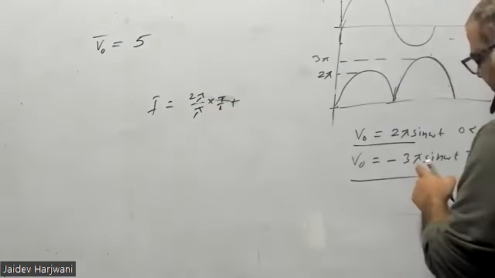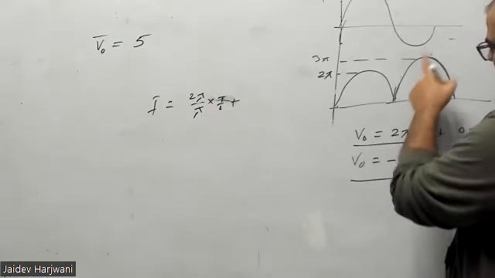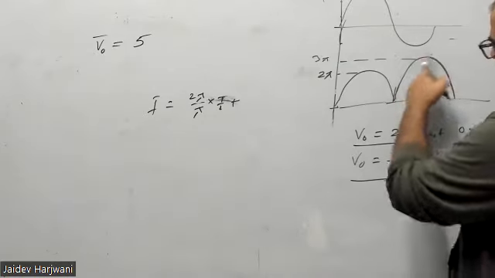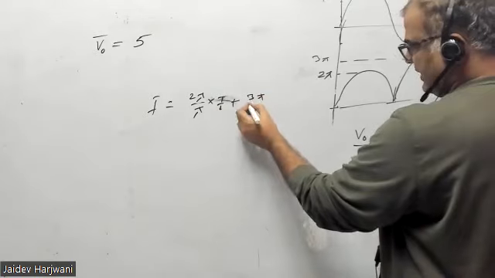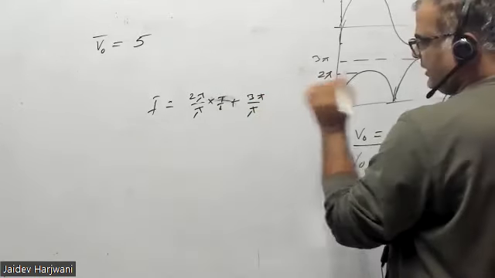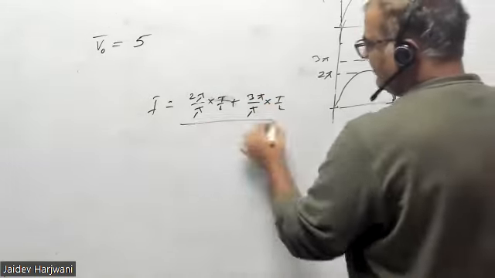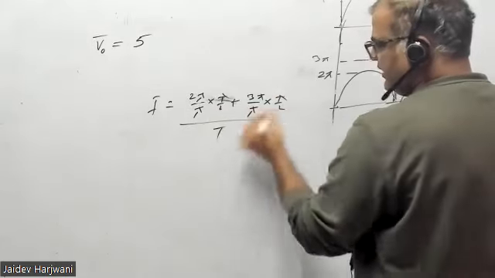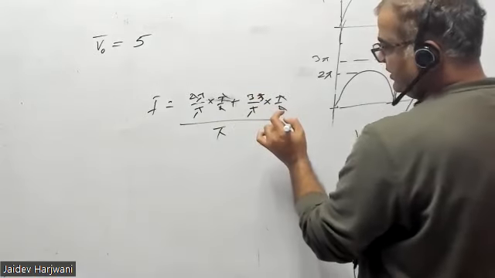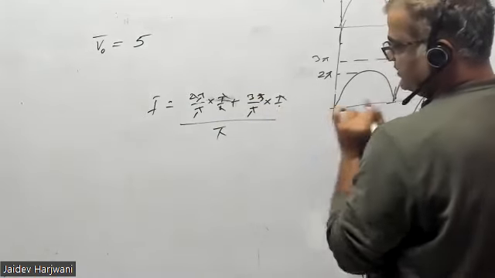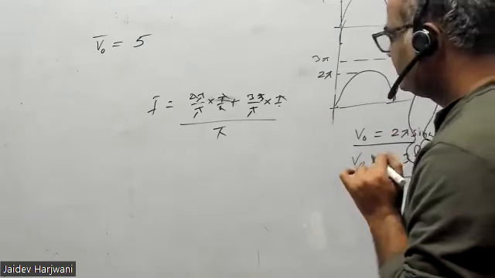For the next cycle, this will give you how much? This is also again a half wave rectifier. Don't mind the minus, it is a half wave rectifier. So this will give you 3 pi by pi into T by 2, and the total time is T. So this T cancels, T by 2, T by 2 and T by 2. Yes, should be 2, no?